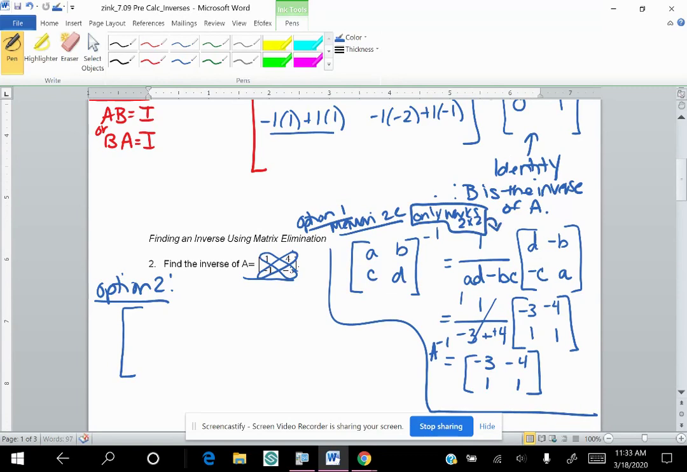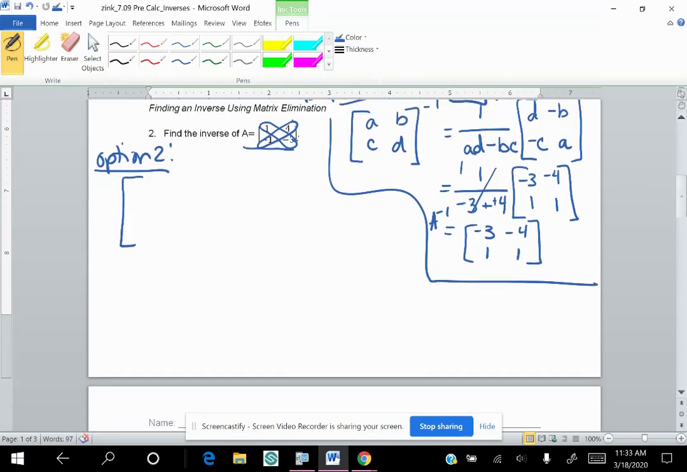Only works for 2 by 2s. So all the others you're going to have to do option 2. So for option 2, you're going to start off with your original matrix, and you're going to draw a line. After that line, you're going to set up your identity matrix. And this is kind of cool how this works.